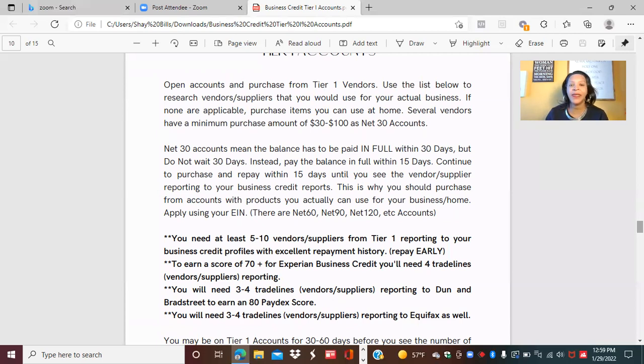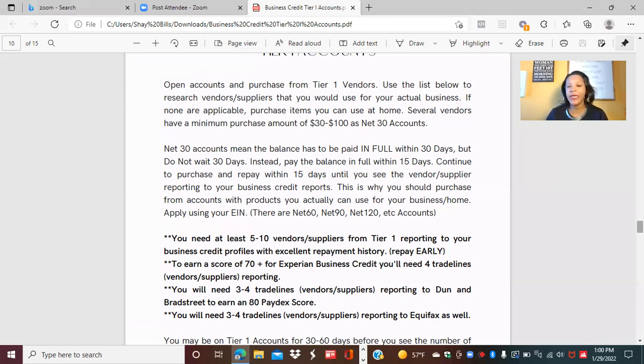Net 30 account means that the balance has to be paid in full within 30 days, but do not wait until 30 days. Instead, pay the balance in full within 15 days. Continue to purchase and repay within 15 days until you see the supplier reporting to your business credit reports. Keep doing that until you see them reporting to Dun & Bradstreet, or Equifax or Experian, whichever one they report to. This is why you should purchase from accounts with products you actually can use for your business or your home.